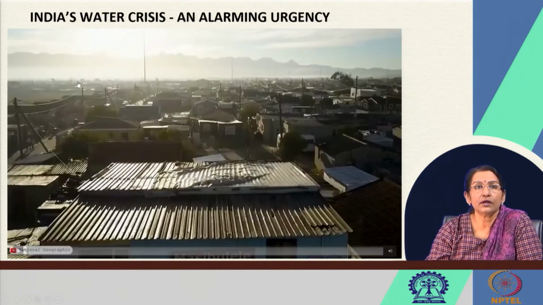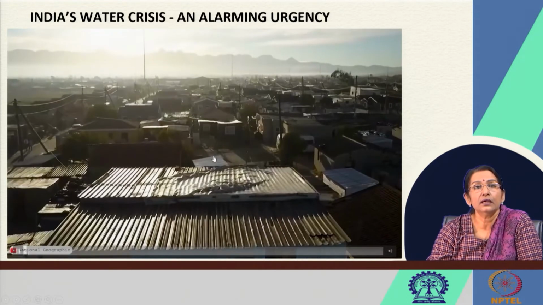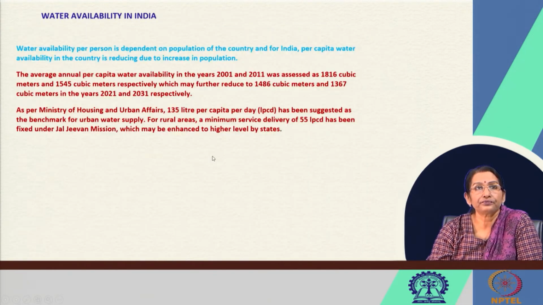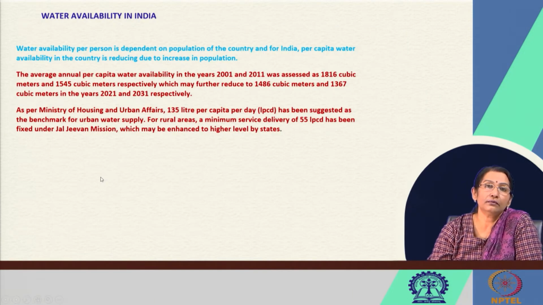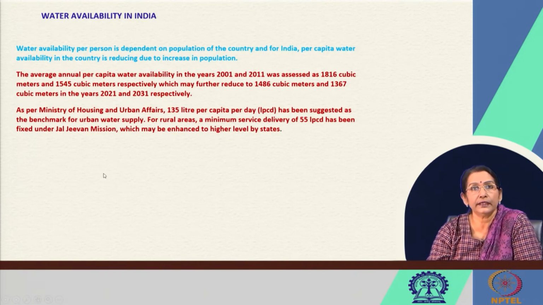So, this is India's water crisis, as you can see, an alarming urgency, especially in the urban slums. It is a major problem. In the big cities like Delhi, Bombay, all the metropolitan cities, this is an alarming problem, an urgency. So, then you can ask, what is the data about the water availability in India?